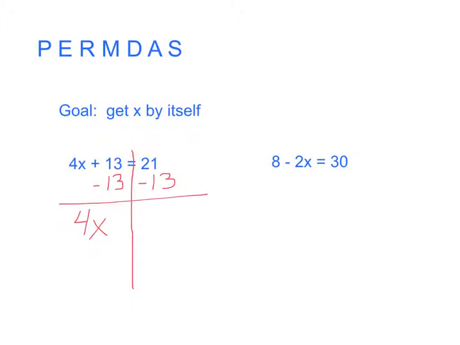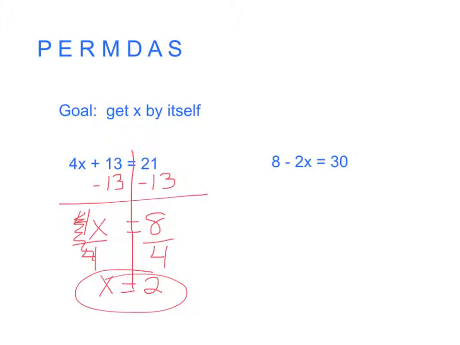21 minus 13 is 8. And then I'll have my equal sign. So now I have 4x equals 8. To get the x all by itself, I need to do the opposite. And as I said before, the 4 is multiplied by x. So to undo that, I divide by 4. So these 4's will cancel, leaving me with just x, because 4 divided by 4 is 1. And then 8 divided by 4 is 2. x is all by itself, so I'm done. x equals 2.